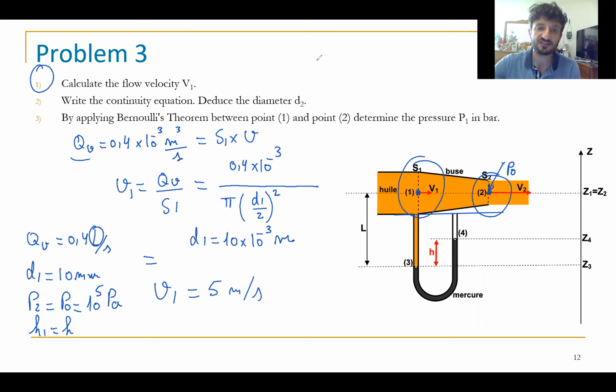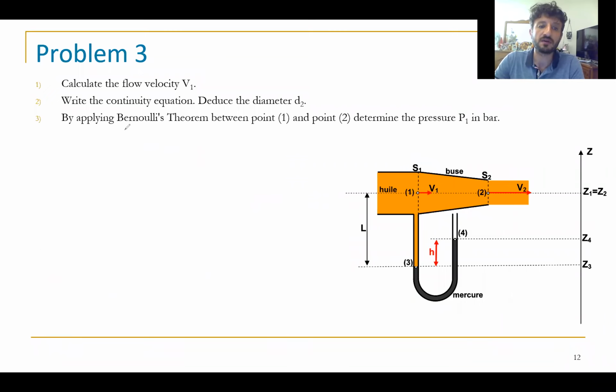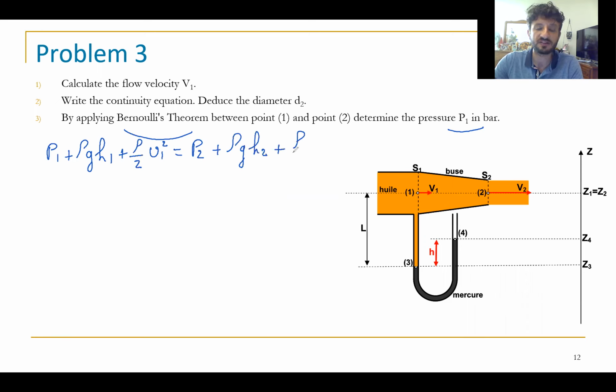Okay, let's go to the third. By applying Bernoulli's equation between the point 1 and 2, determine P1. I want to find P at the point 1. We can apply directly P1 plus rho g h1 plus rho over 2 V1 square equals P2 plus rho g h2 plus rho over 2 V2 square. We calculated V1 here.